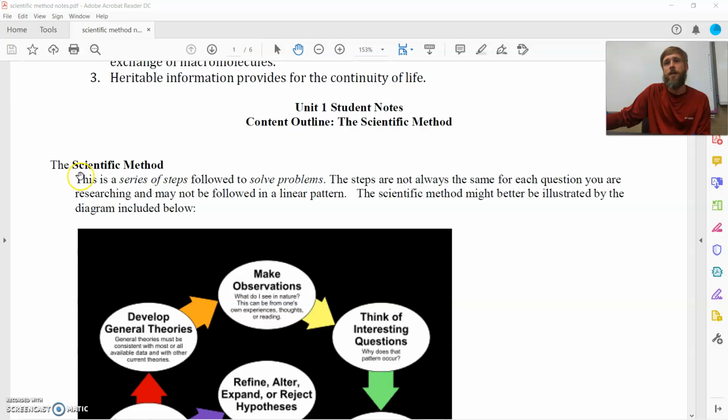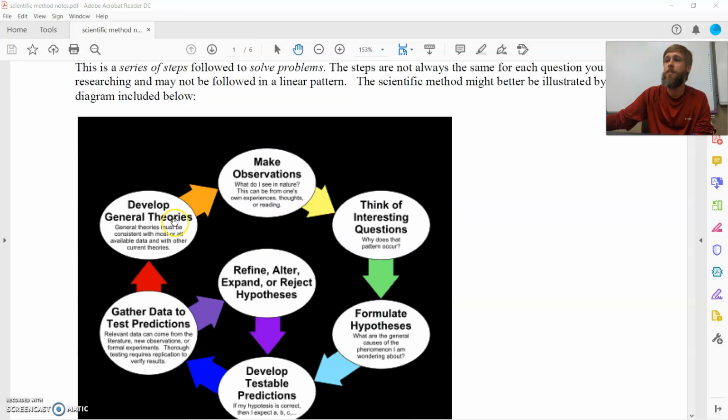So it starts off with saying scientific method is a series of steps followed to solve problems. These steps are not always the same for each question you are researching and may not be followed in a linear pattern. Linear meaning, a straight line, which is how you've learned it in the past. You start here, you go all the way down to here, to your end goal, and you're done. That's not how it actually works. Somebody may have told you wrong.